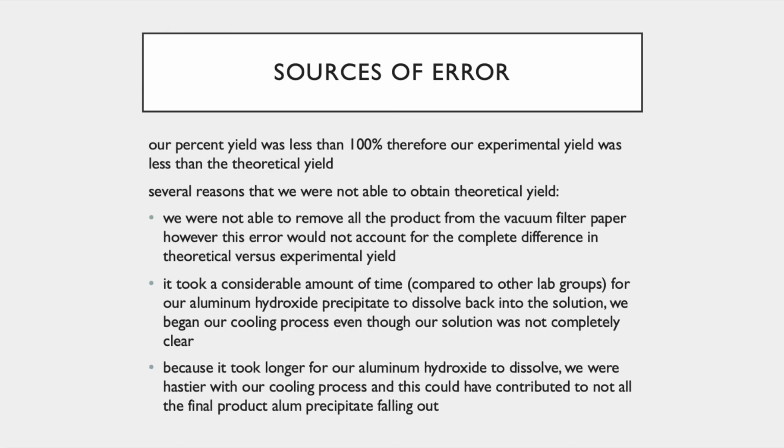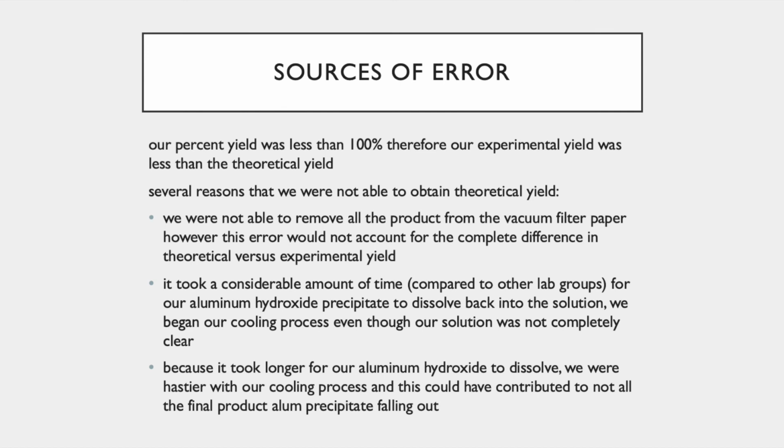Our percent yield was not 100%, therefore there must have been a source of error during the experiment that affected the amount of product produced. One source of error could have been the inability to remove some of the product from the filter paper. However, the remaining product on the paper would not have accounted for the complete difference in theoretical versus experimental yield. Therefore, there are other sources of error that could have contributed to the difference in product.